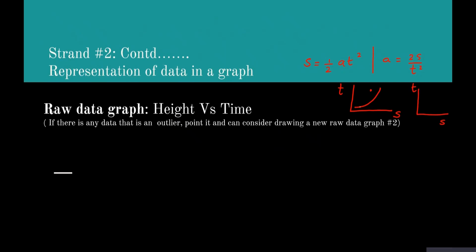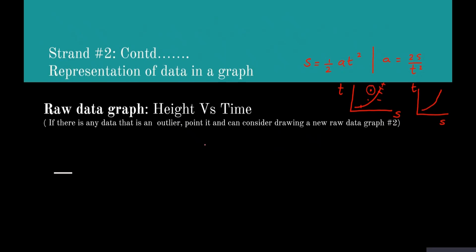Now, in this, we will have only 7 points, right? 1, 2, 3, 4, 5, 6, 7. Let's say these are the points, and this is the outlier. So when I'm removing this outlier and drawing the new graph, still I'll have 6 points to see the pattern. So that is the advantage of taking 7 sets of data.